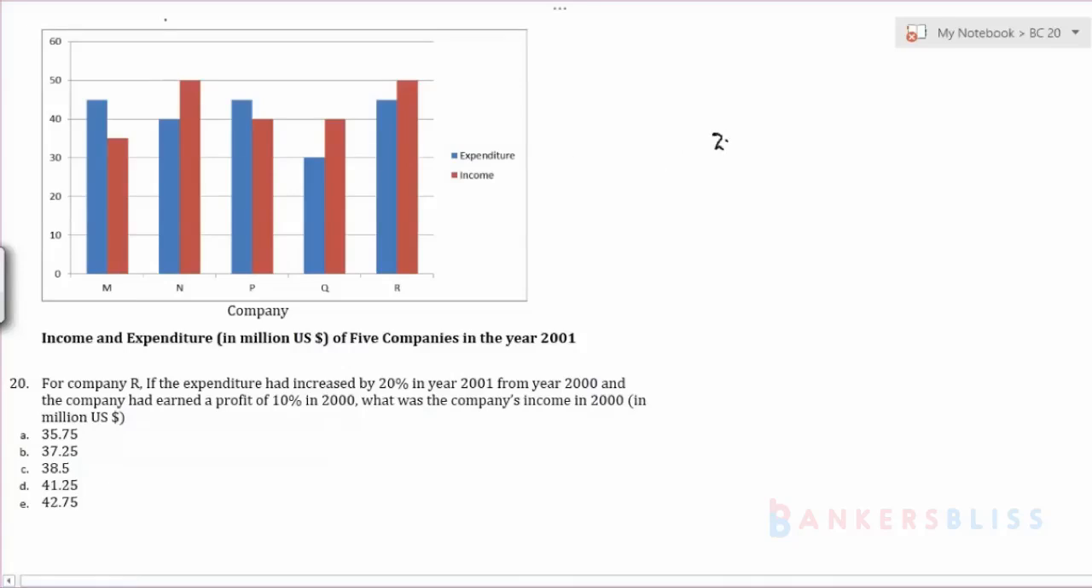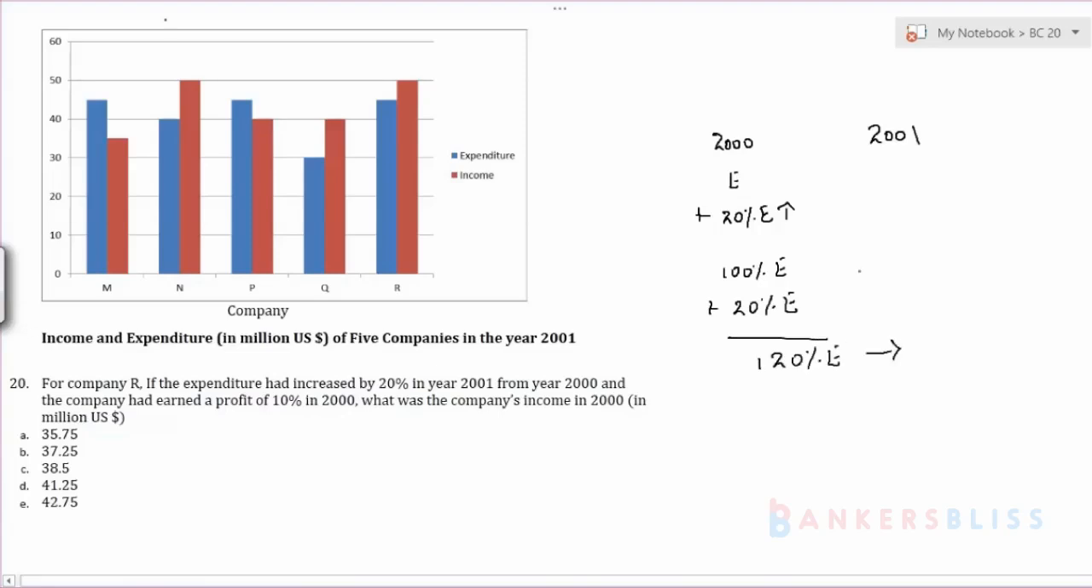So company R, again you have 2 years, that is 2000 and 2001. In 2000 you had an expenditure. For 2001, the expenditure is increased by 20%. So, initially you had 100% expenditure, now plus 20% it is increasing. So, altogether you got 120% expenditure.